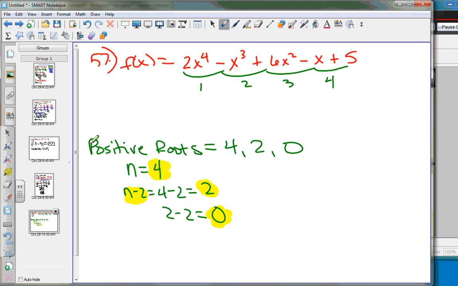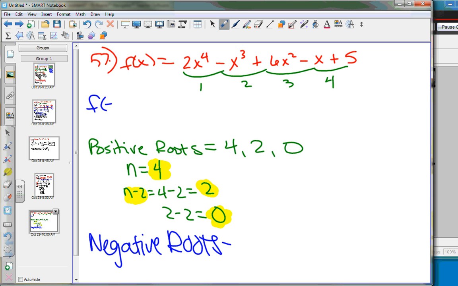Now, to do my negative roots. Negative roots says I need to do f at negative x. But what happens when you do f at negative x? The signs change for which powers? For the even powers or for the odd powers? They only change for the odd powers. All the even powers stay exactly the same. Why? Because a negative times a negative is a positive.